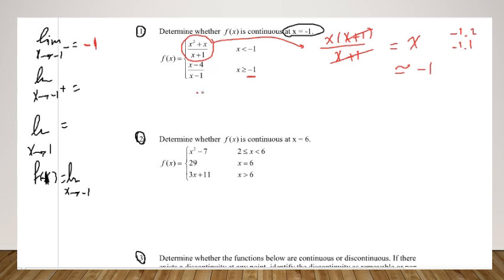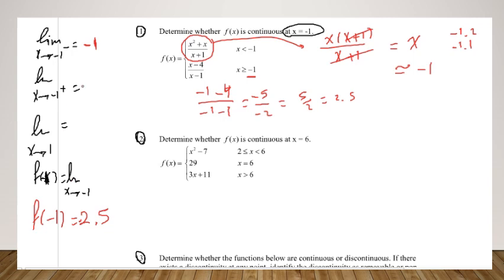So I have to plug in negative 1 instead of x, so negative 1 minus 4 over negative 1 minus 1, which is negative 5 over negative 2, which is 5 over 2, which is 2.5. So the function f of negative 1 is 2.5.